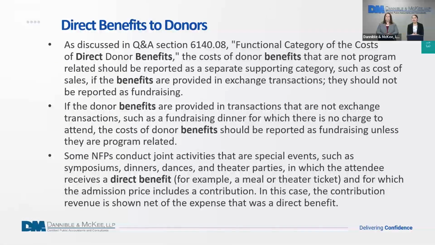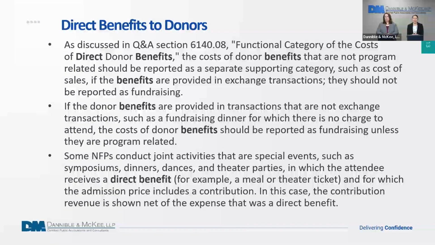6140.08 from the AICPA, the functional category of the cost of direct benefit to donors that are not program related should be reported as a separate supporting category, such as cost of sales. If the benefits are provided in exchange for transactions, they should not be reported as fundraising.